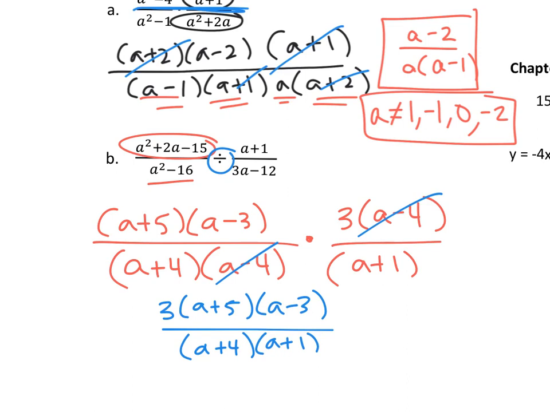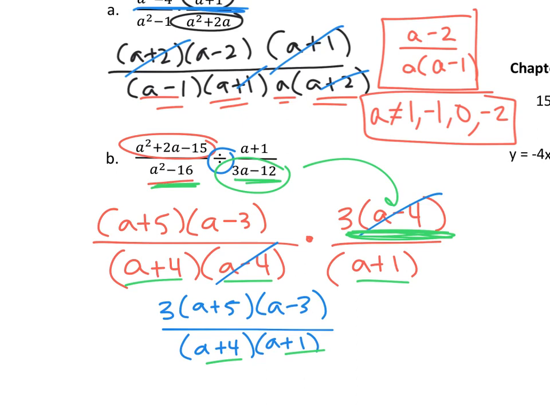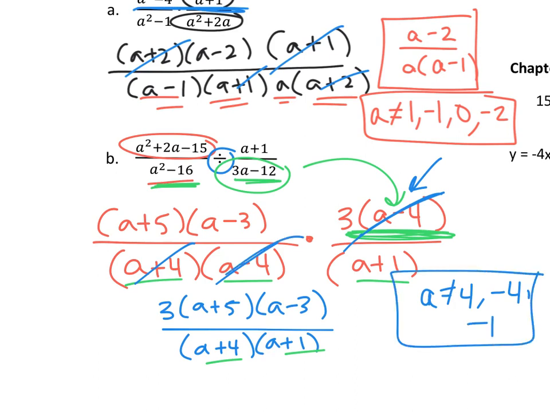So if I look at my restrictions, look at your denominators in the beginning, the middle, and the end. Technically, this was a denominator right here. So I need to make sure that I'm including this restriction. So this restriction will be 4, so a can't be 4, -4, 4, I already have that one taken care of, and -1. And again, I can't set 3 equal to 0, so that won't be a restriction.